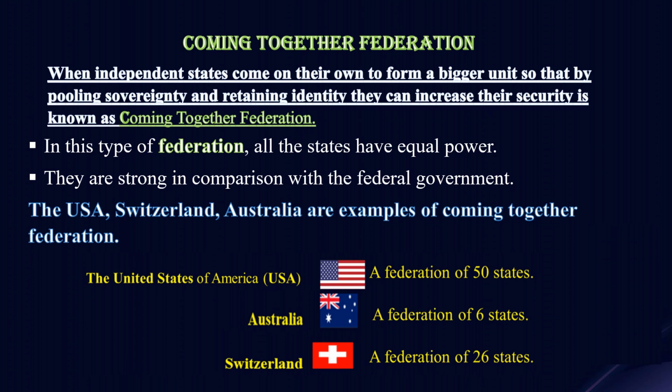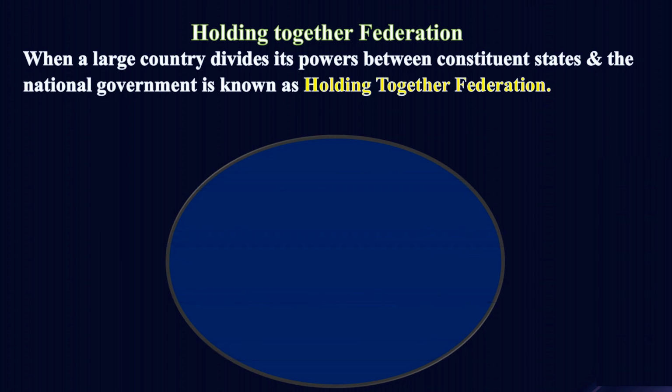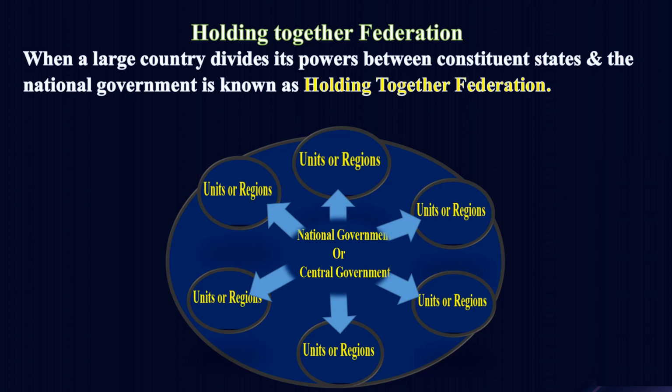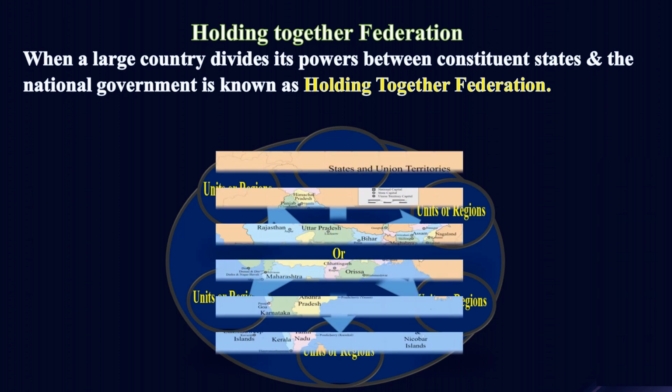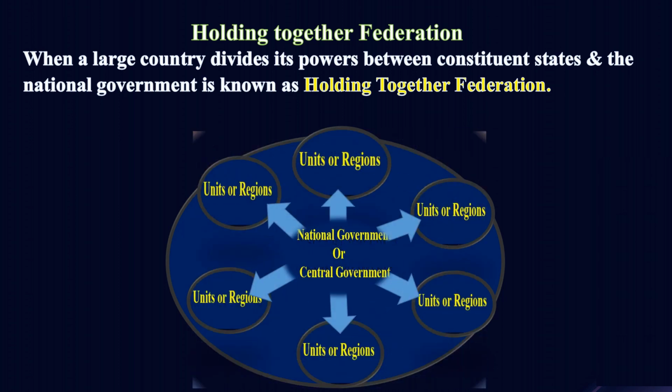Coming on to the second route. The second route is where a large country decides to divide its power between constituent states and the national government. Means in this type of federation, in order to accommodate its internal diversity, a large country decides to divide its power between the central government and the state government. For example, in India, the federal system was adopted due to two reasons. The first is the large size of the country and its socio-cultural diversity. So India is an example of holding together federation.